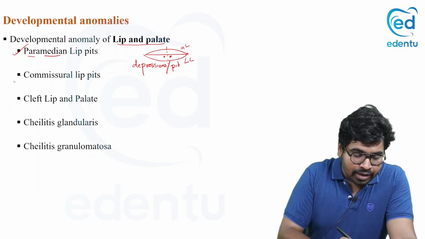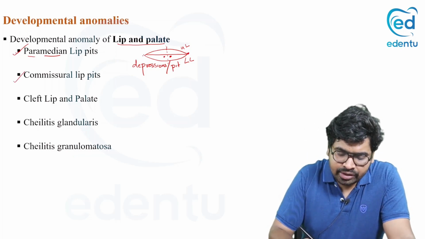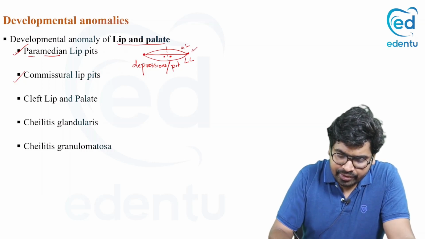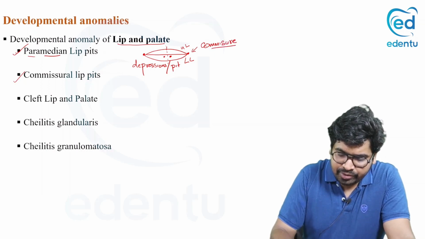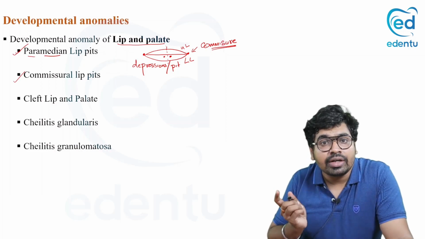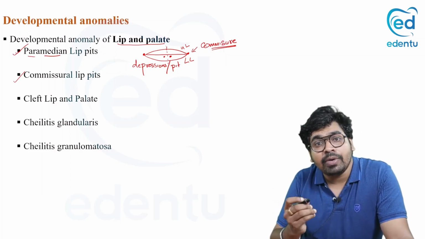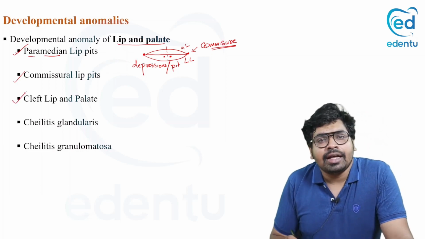What about commissural lip pits? Commissure means the corners. Here it is, the commissure. So depressions or pits present in the corners of the mouth are called commissural lip pits. Next is the very famous cleft lip and cleft palate.